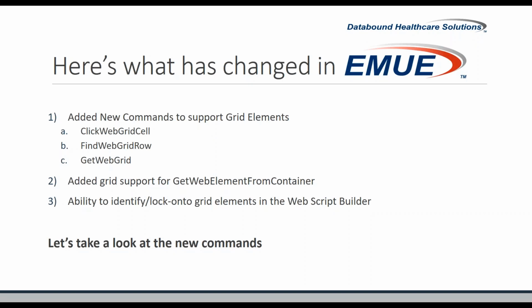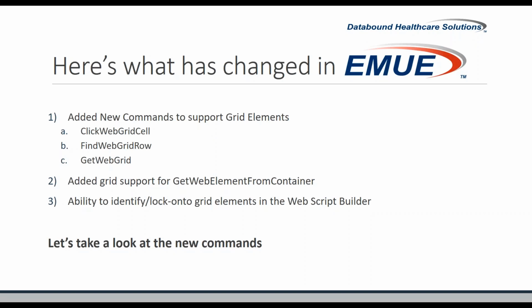The second point there is we added some support for the command getWebElement from container. One of the most common ways people used EMUE is to extract a list out, and then iterate through the list itself, and getWebElement from container was one of the methods that we used to do that in class. And so we'll go over what that looks like too. It's a little bit of a more challenging command, so we'll step through that one in detail. And then the third bullet point there, we added the ability to lock in the web script builder on an element type called grid.